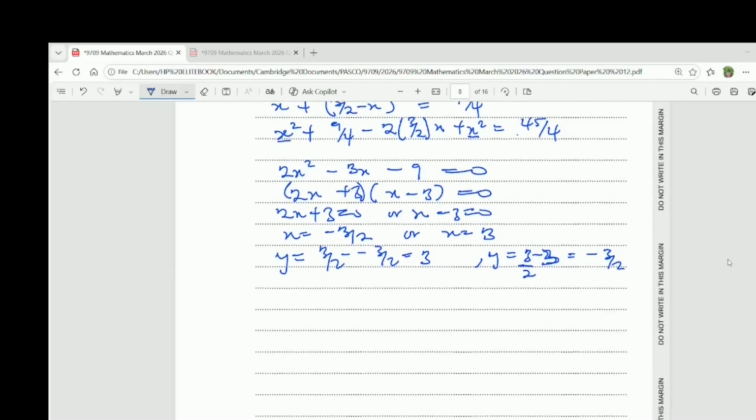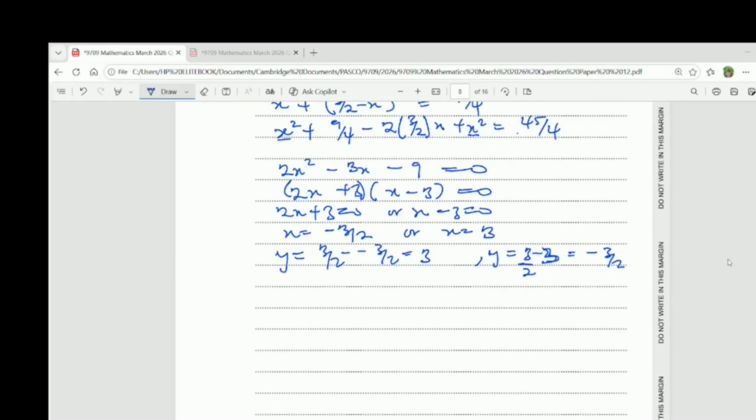So any of the points can be your A and another one your B. So my point A is (negative 3 over 2, 3). And my point B, and this can be your point B anyway.